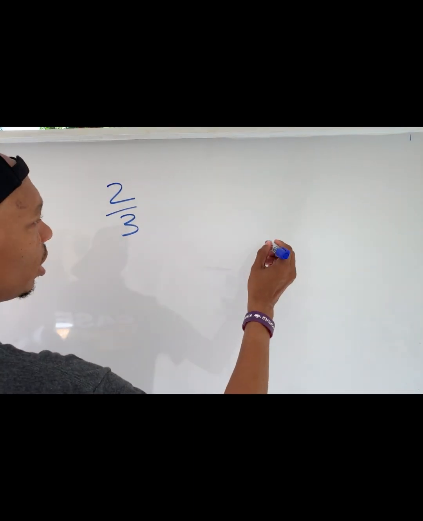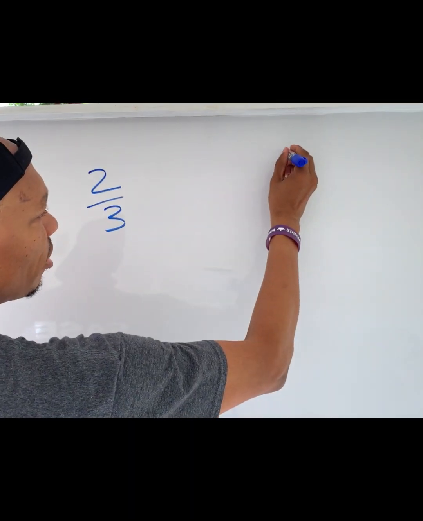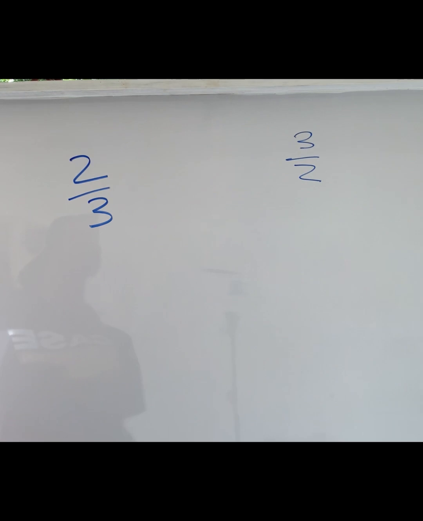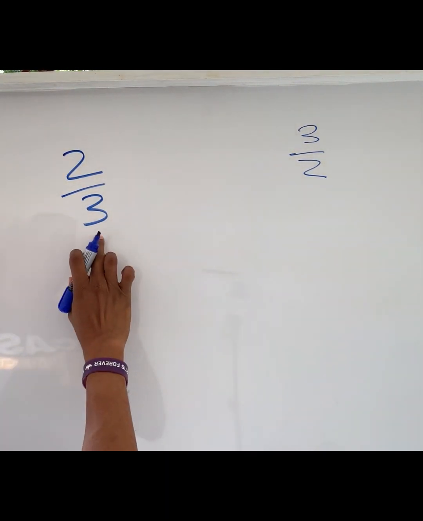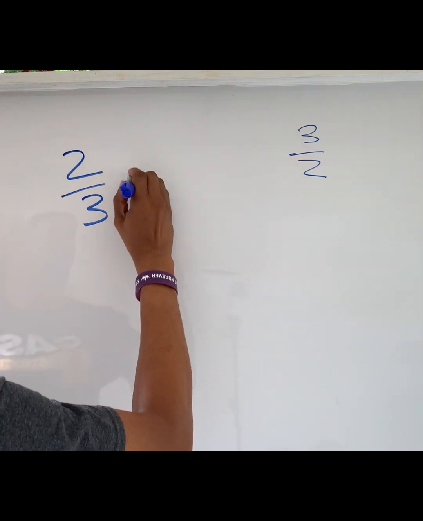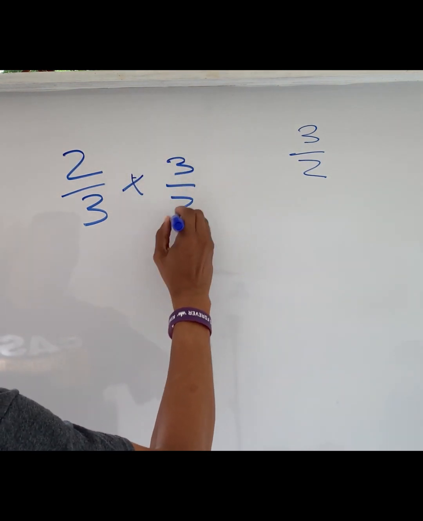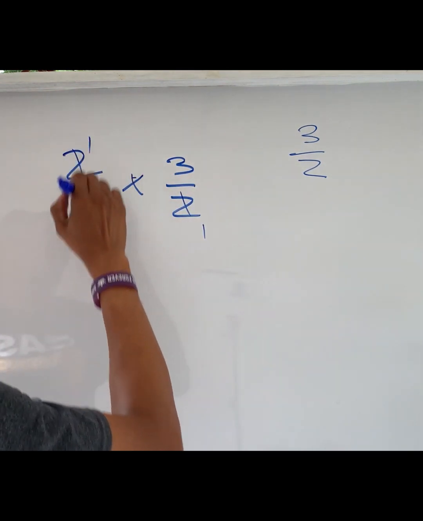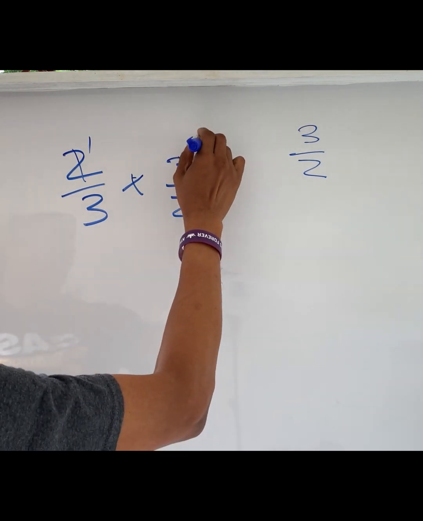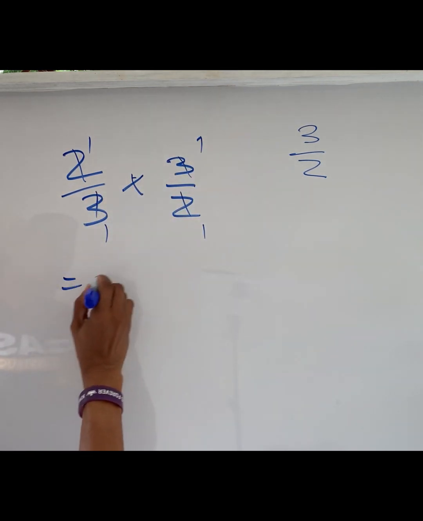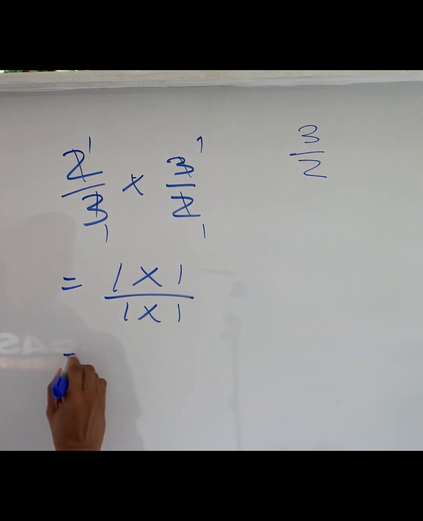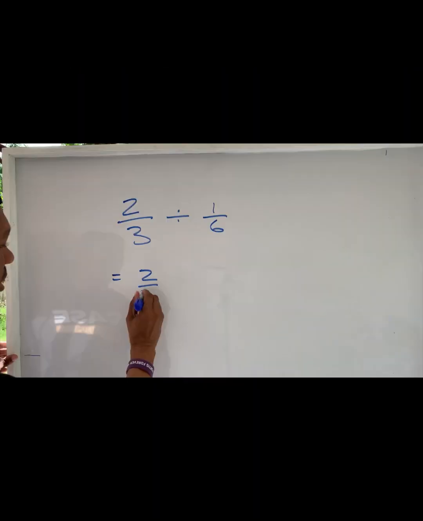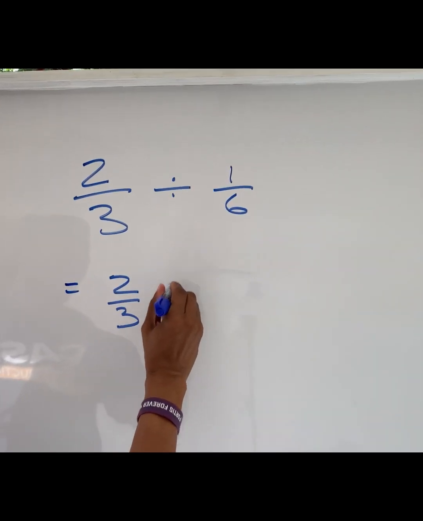It must be noted that whenever you have a fraction and you multiply it by its reciprocal, the answer will always be 1. In this case, we have 2/3 and we multiply it by its reciprocal, which is 3/2, and you will realize that the answer will be 1. So whenever you're multiplying a number by its reciprocal, the answer will always be 1.